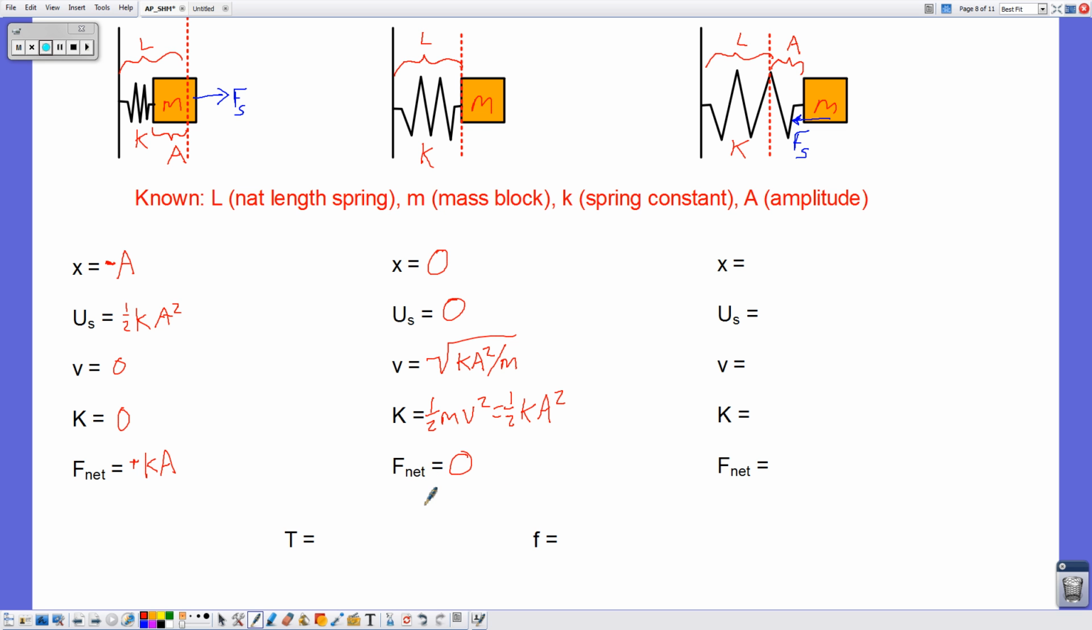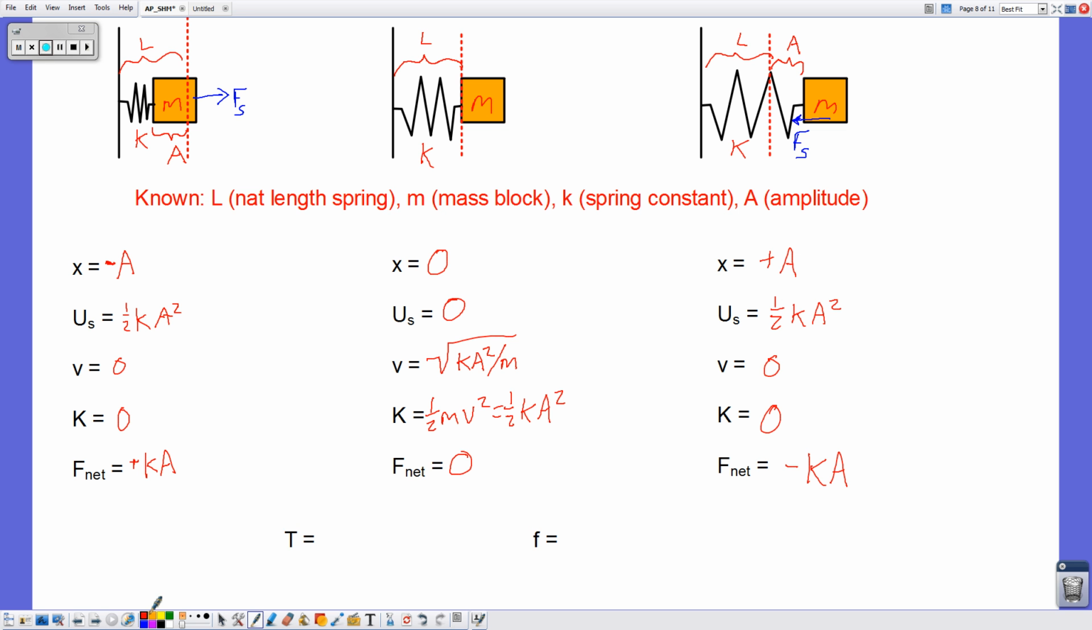Fancy. All right, now we're over here. x is positive A. The elastic spring energy is, again, 1/2 kA squared, which means that's 0 and that's 0. And this is now negative kA.